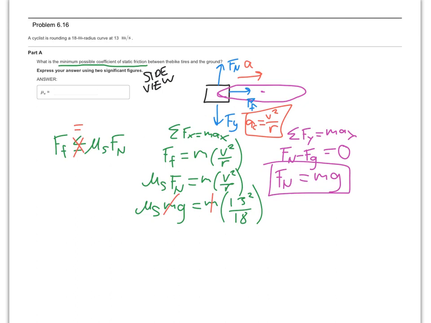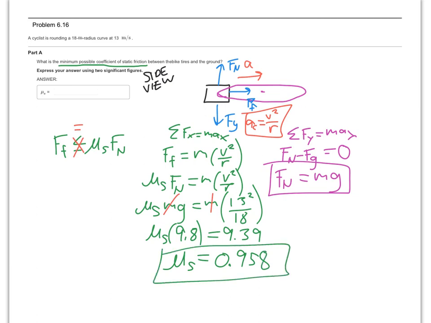So I have mu s times g, which is 9.8, is going to be equal to 13 squared over 18, which is 9.39. And so I can solve for mu, and I get that mu is 0.958. Answering to two sig figs here, that mu is just going to be 0.96.